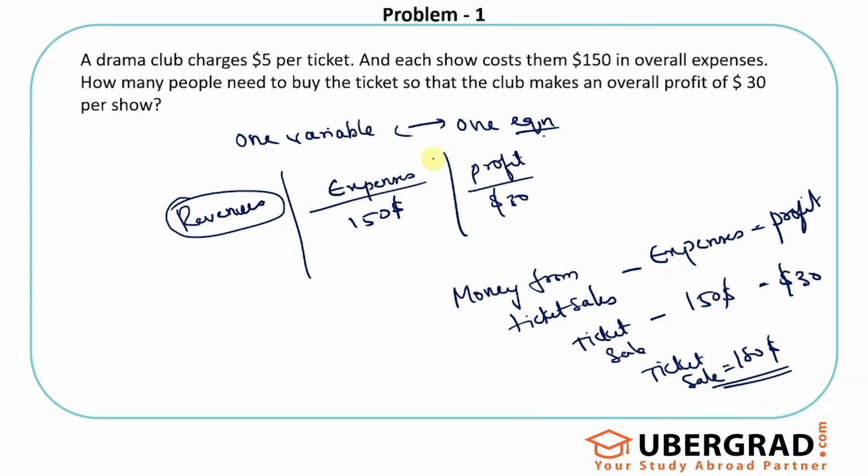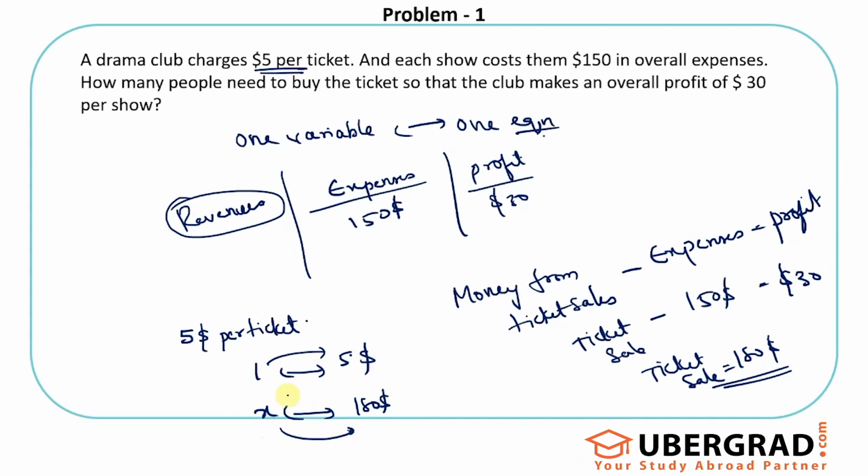Right? So if they need to earn $180, how many tickets should they sell? That's what the question is asking. So $5 per ticket is the money they get. One ticket costs $5, right? If I assume I sell X tickets, I should make $180. That's the relation. One ticket gives me $5, X tickets give me $180. So cross multiply, 180 equals 5 times X. 180 divided by 5: 5 times 15 is 75, 5 times 30 is 150... so the answer will be 36.